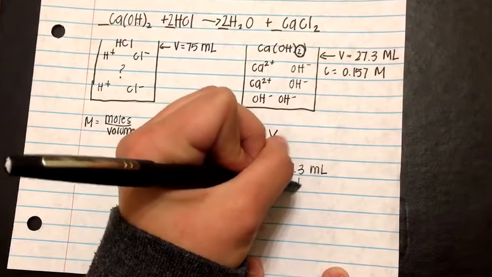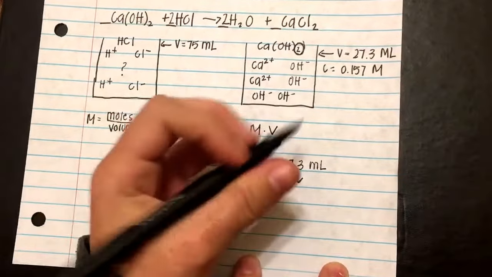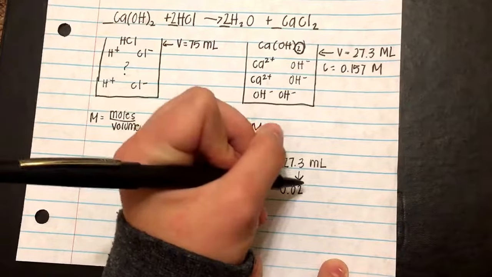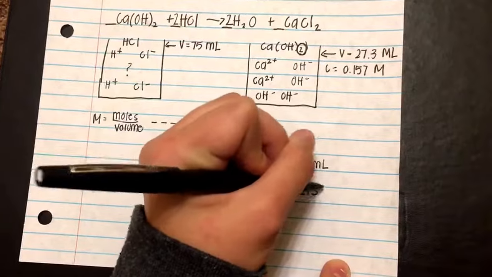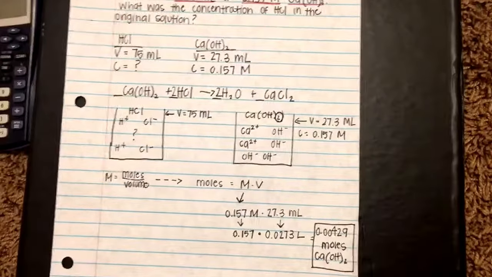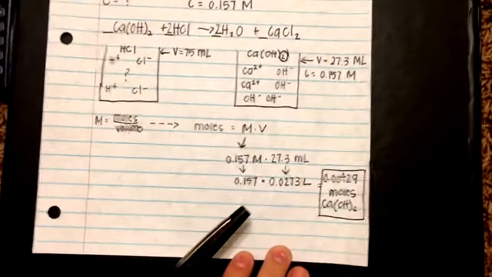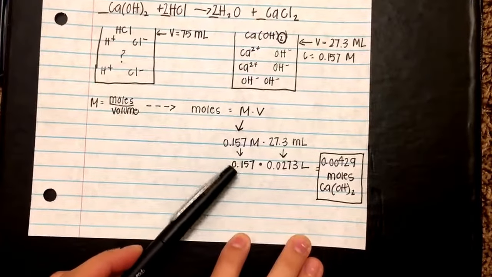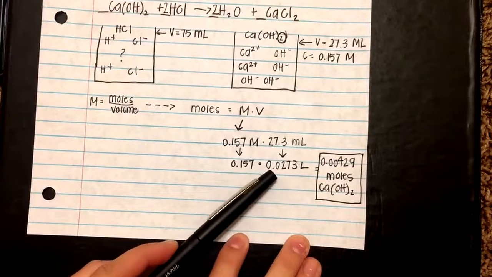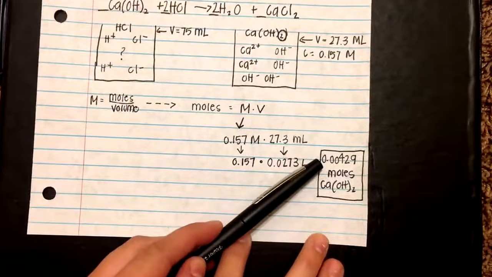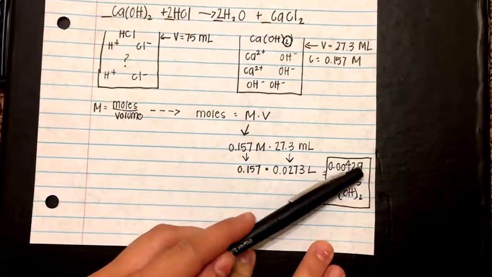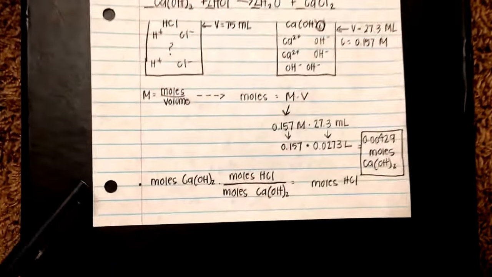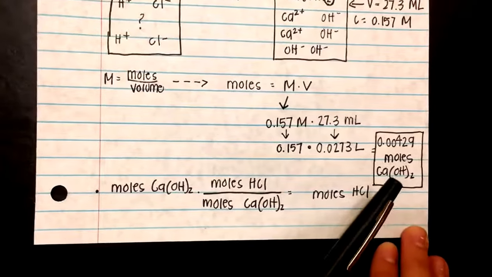A common mistake people forget to do is to change milliliters to liters. So we are going to change it to 0.0273 liters. After changing the volume from milliliters to liters, you're going to multiply the molarity, which is 0.157, times 0.0273 to get 0.00429 moles of Ca(OH)2.